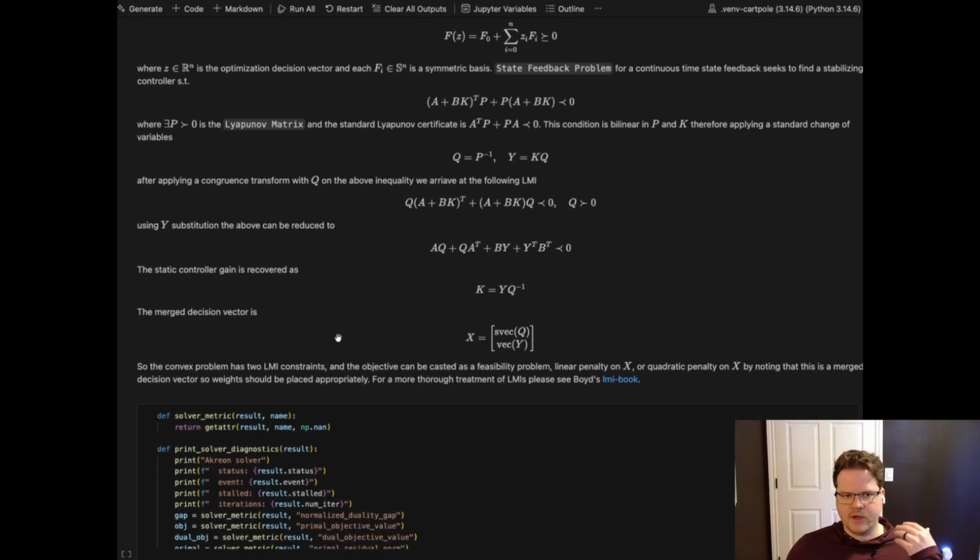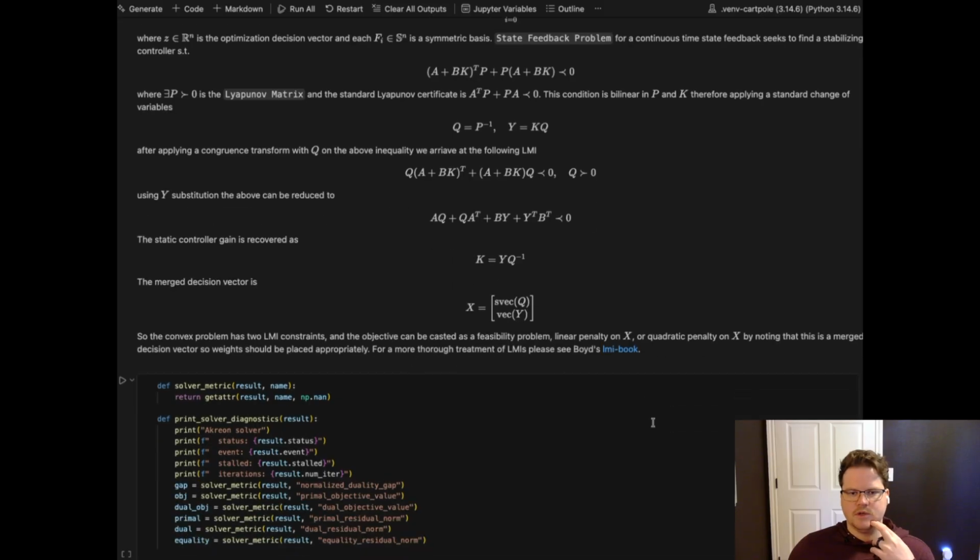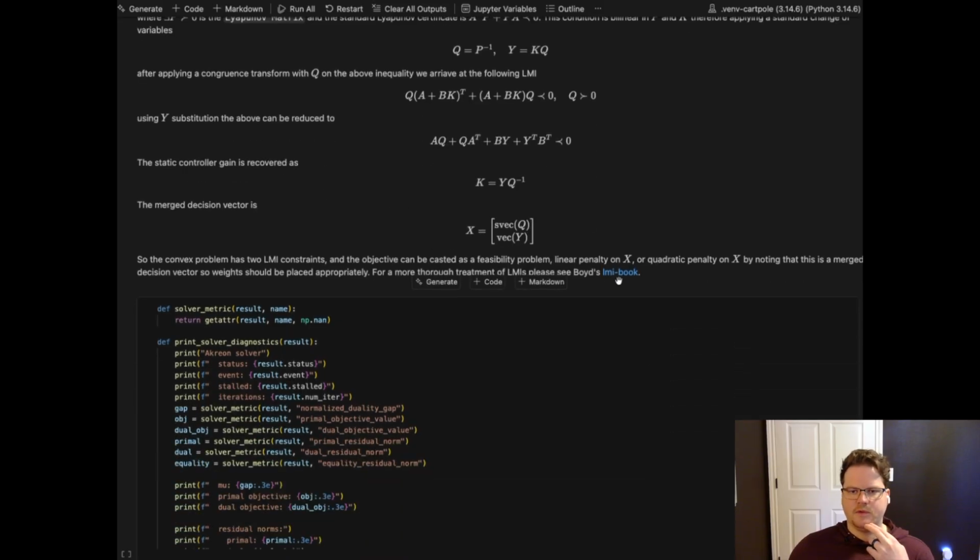So now that we have a convex problem, it has two LMI constraints. Right now the objective, as I mentioned above, is just a feasibility problem. So there's no linear weighting term on the trace, or no quadratic, a QP for instance, in the optimization or objective function. It's just 0. So find us a suitable controller that satisfies the LMI constraints. And for more information, if you want, you could refer to the LMI book by Boyd. It's a little hard to read, but I think it's probably the best book on this.